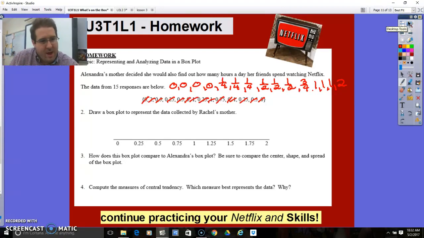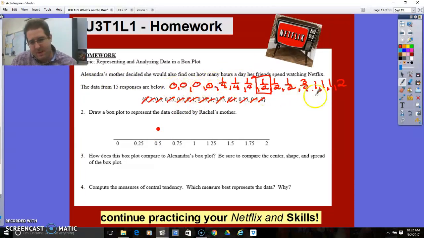And last but not least, we have our homework. Now, I've taken the liberty of already putting the numbers in order from least to greatest, so I need to now find the median. There are 15 numbers, so that means the 8th number is going to be in the middle, 7 below it and 7 above it. 1, 2, 3, 4, 5, 6, 7, 8. So that looks like 2 is the median, which is a half. I'm sorry, I said 2. It's actually a half.